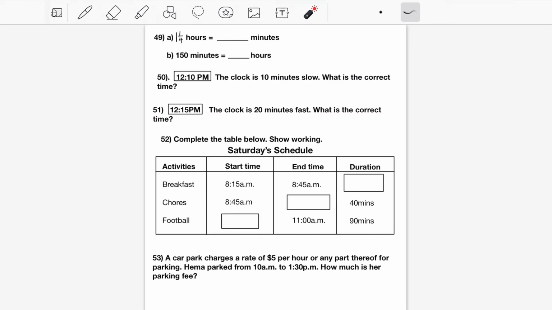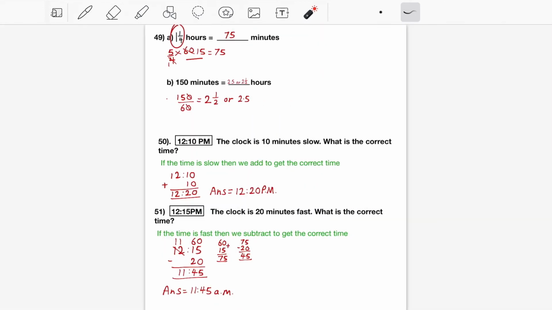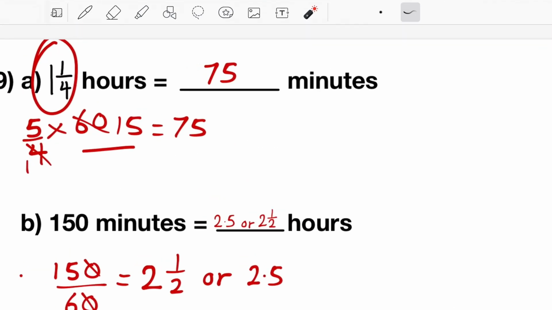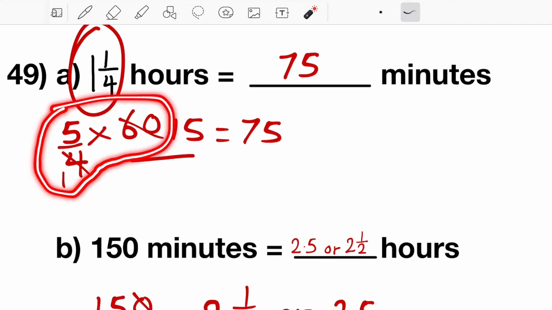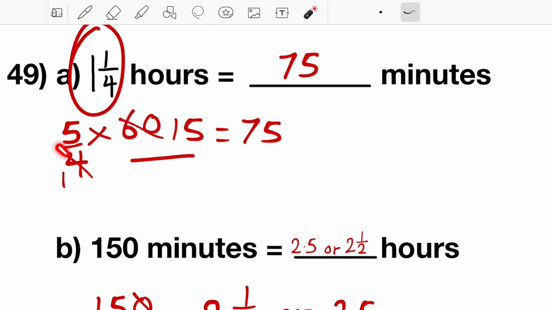So now we have some time questions and rate questions. So a quarter is the same as 5 over 4. So 5 over 4, to convert from hours to minutes, we multiply by 60. 4 into 4 is 1. 4 into 60 is 15. 15 times 5 is 75 minutes.